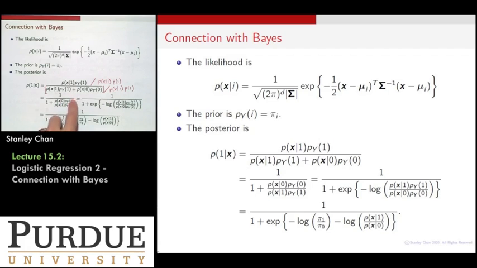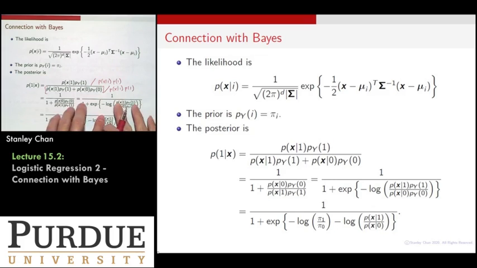Then I'm going to do a very nonsense trick. I'm going to put a log here, and then I'm going to put an exponential here. Of course these two will cancel out each other. And then I'm also putting a negative sign here because I'm flipping the denominator and also the numerator.